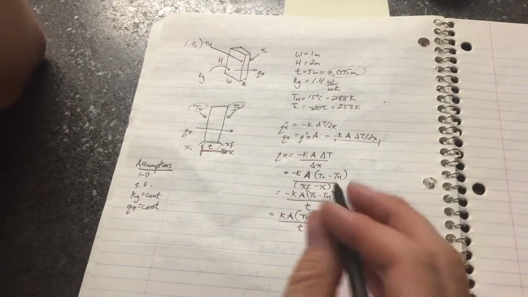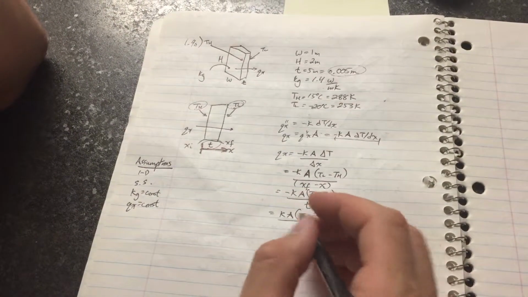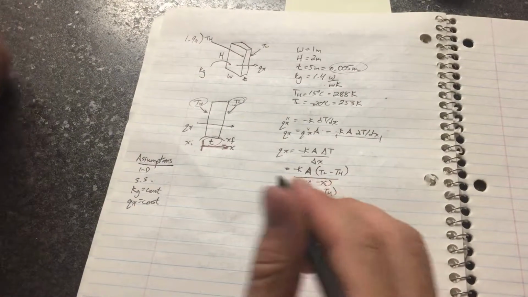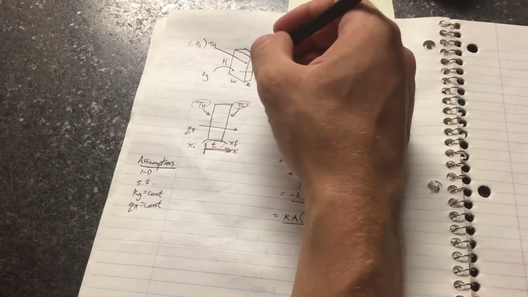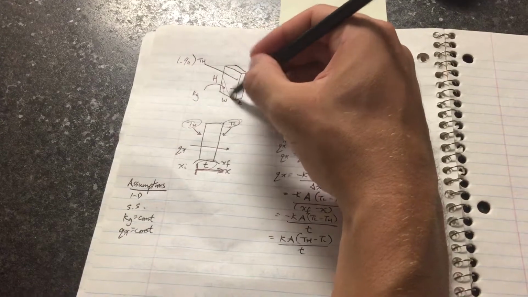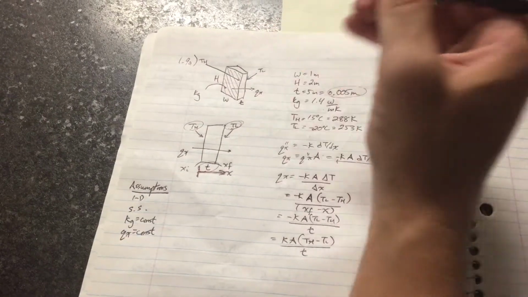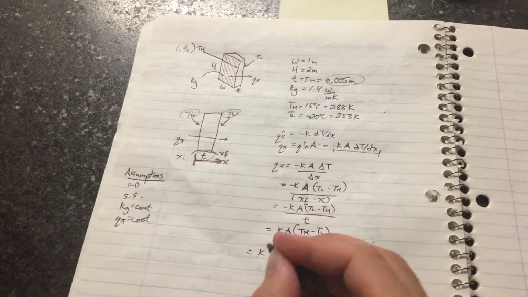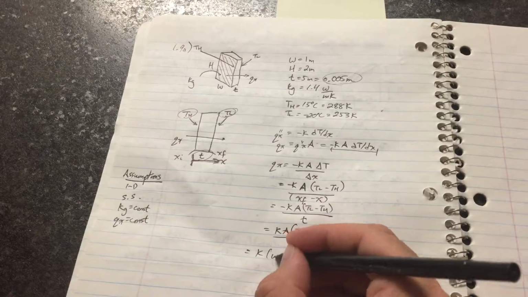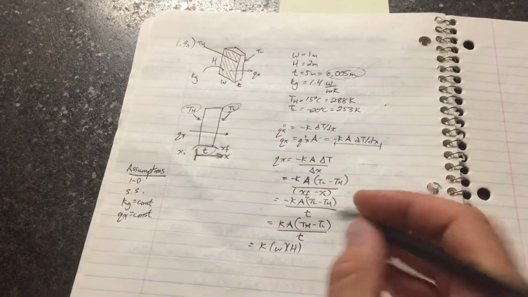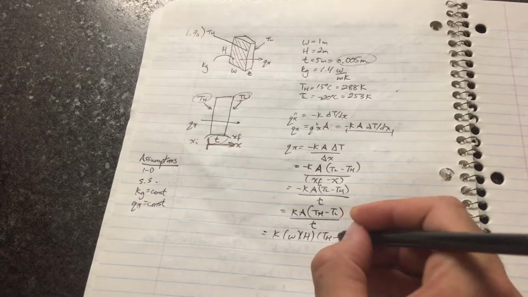At this point, we've got pretty much everything we need. When it talks about A, this is the cross-sectional area that Q is going through. That would be this face right here. We can break that down further. A becomes the product of width times height, and then the rest of our equation is still the same.